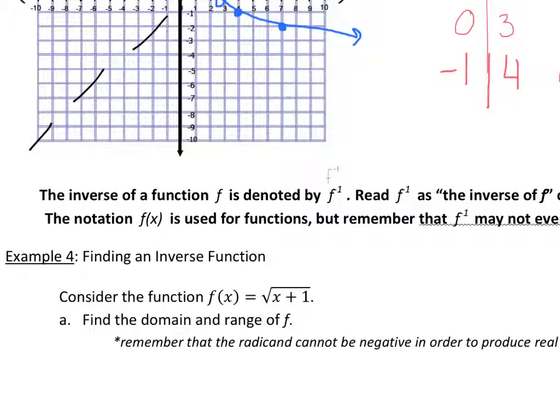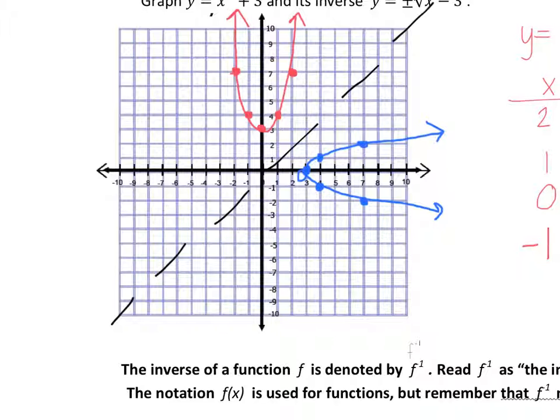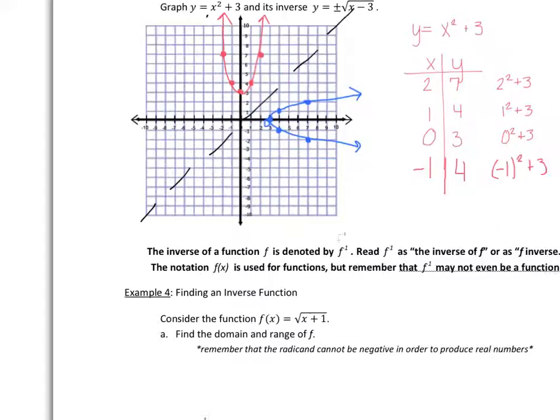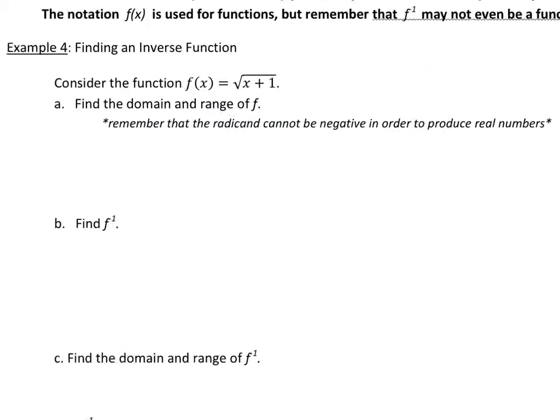The notation f of x is used for functions. Remember functions, there's only one y for every x, and it passes the vertical line test. That makes a function. So f of x is specifically for functions. Remember that f inverse may not always be a function. Like here, this one is not a function, so we could not use f of x for it, right? Because it's not a function. And of course, the last problems, they're going to ask you whether it's a function or not.